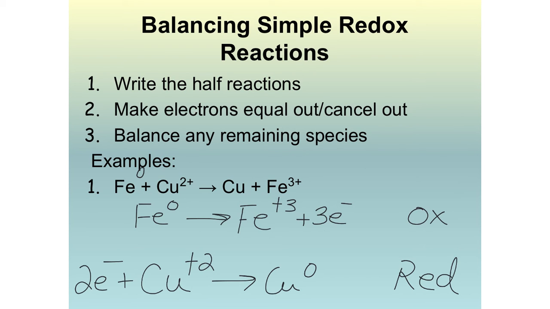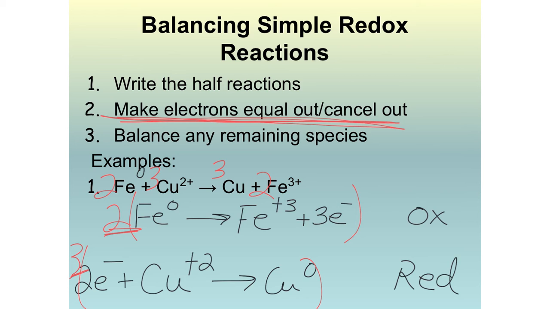Now the electrons need to be equal and opposite. So what you do is you just take the iron reaction and multiply that by 2. So we're going to put 2's in front of the irons, and we take the copper reaction and multiply that by 3. Now the reason why we multiplied by 2 and 3 is so that we would get an equal number of electrons. So that way I would now have 6 electrons that are being transferred.